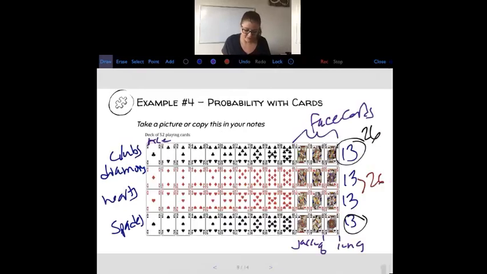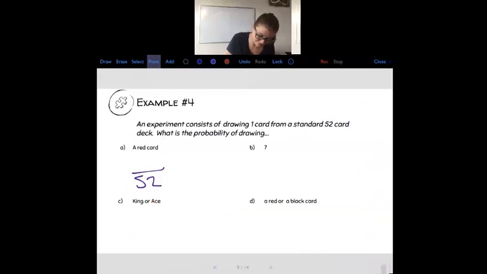A red card, if you go to your chart, could be anything. It could be a diamond or a heart. It doesn't matter. All this person wants is a red card. There's 26 of those. So your probability would be 26 out of 52 or 0.5, which makes sense because half the deck are red cards.